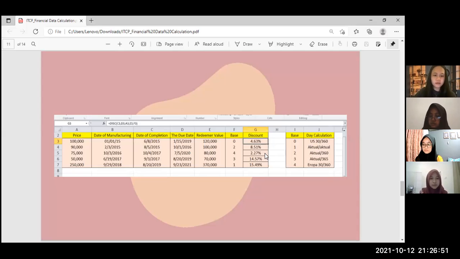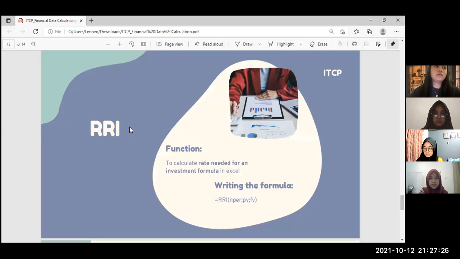And we can see the example of the discount formula. We can use the formula equal DISC open bracket C3, which is settlement, separator, D3 for maturity, separator, A3 for the price of the security per $100 face value, separator, E3 for the redemption value of the security per $100 face value, separator, F3 for the optional basis. The next slide will be presented by Syarul Feroh.